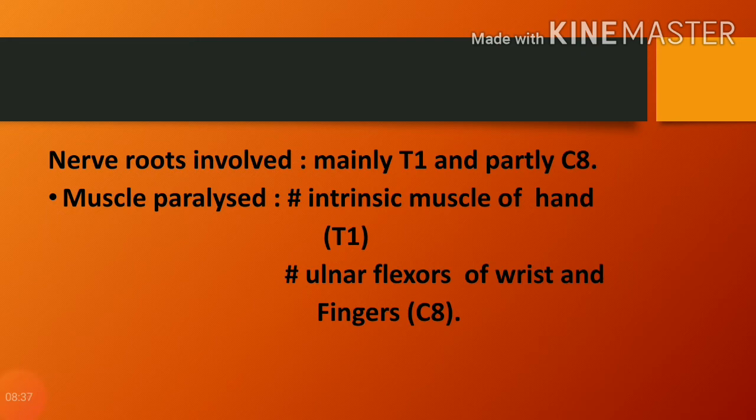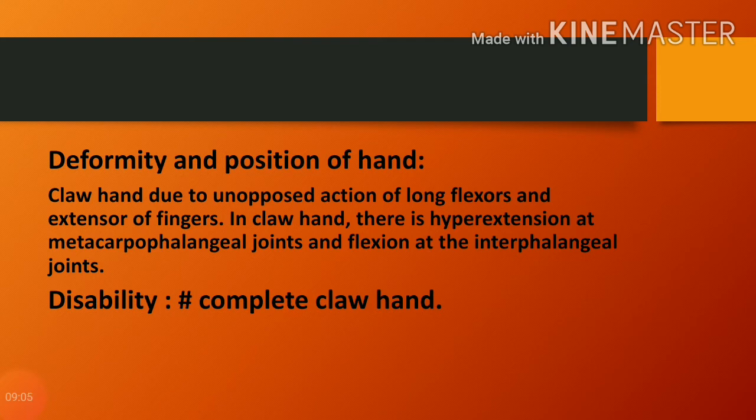The muscles which are paralyzed are the intrinsic muscles of the hand, which are supplied by T1, and the ulnar flexors of wrist and fingers. It's actually devastating. When intrinsic muscles of the hand get paralyzed, most of our work, which is done by the intrinsic muscles of the hand, is affected. So yeah, it's dangerous.